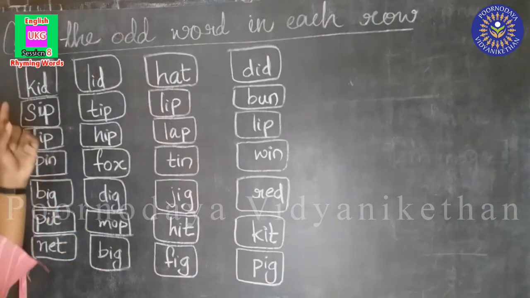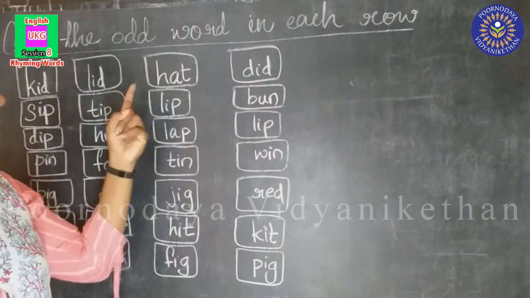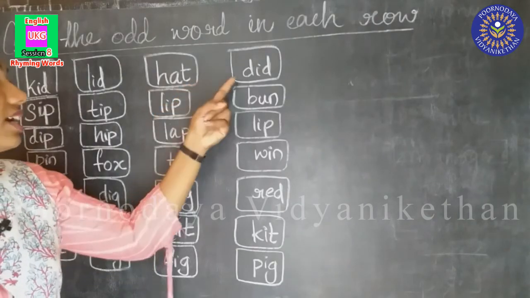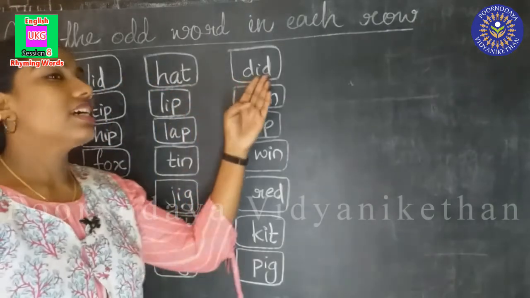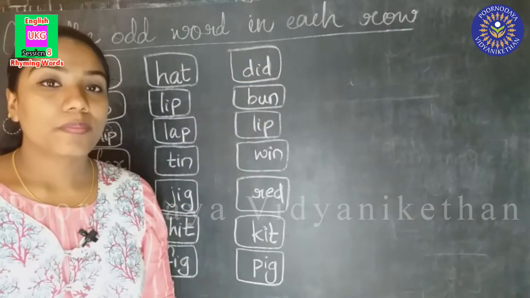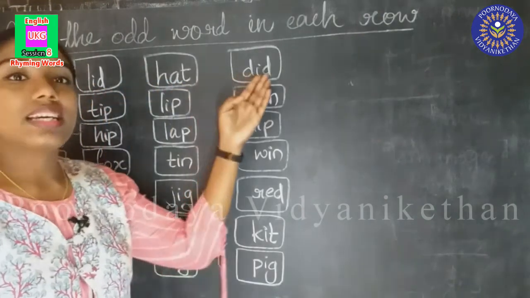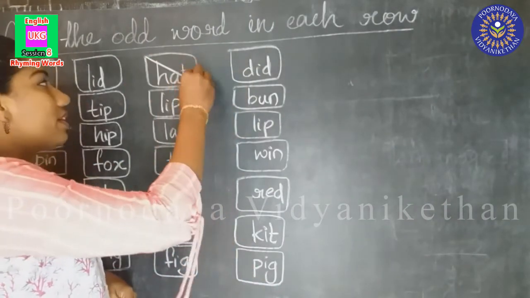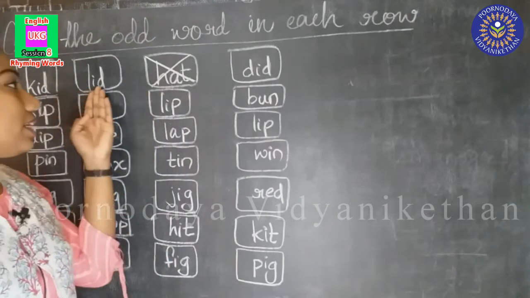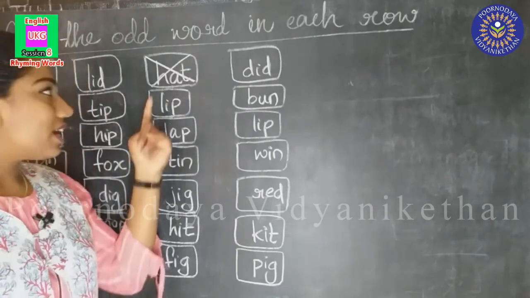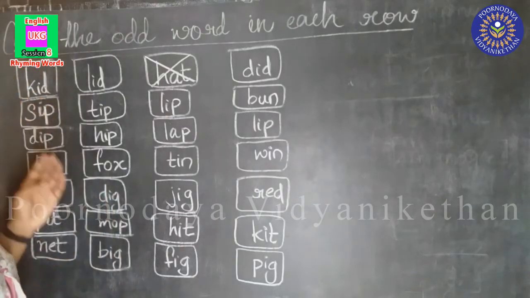Shall we start? K-I-D, kid. L-I-D, lid. H-A-T, hat. D-I-D, did. Kid, lid, hat, did. Which is the odd one here? Can you tell me the odd one? Hat is the odd one, and we can cross it. Kid, lid, and did are E sound and hat is A sound. Did you understand?